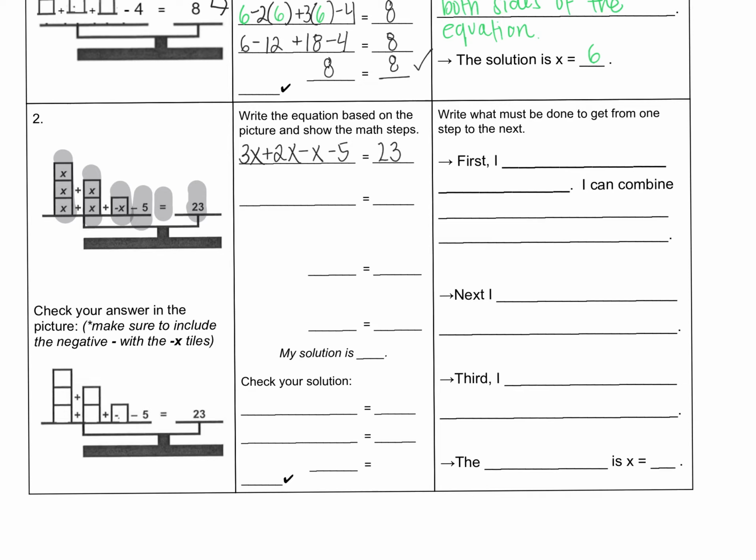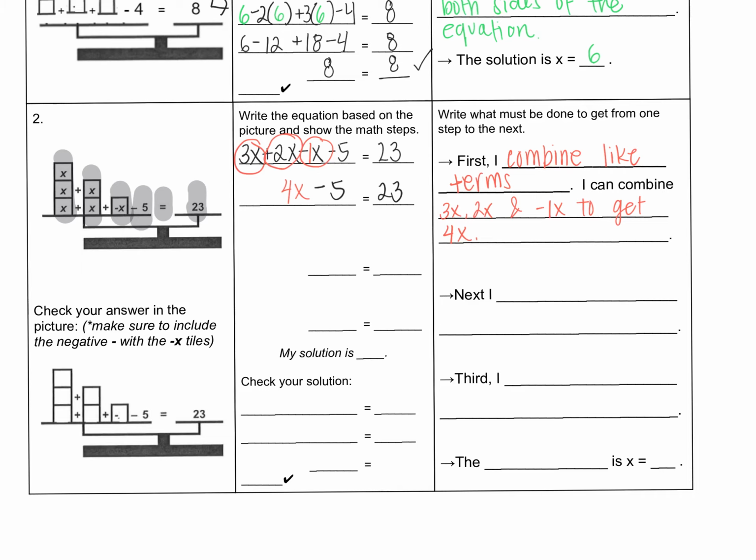First, I combine like terms. The like terms I have here are 3x, 2x, and minus 1x. So I can combine 3x, 2x, and negative 1x to get 4x. So I have 4x minus 5 equals 23.